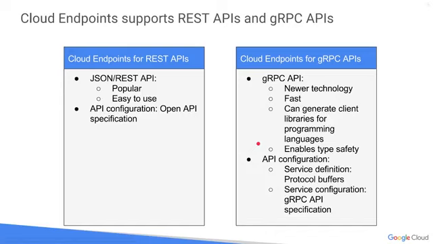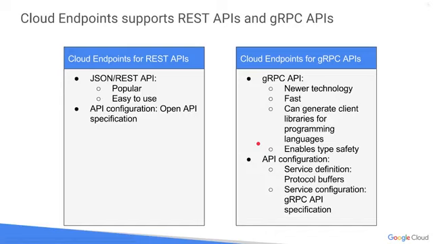gRPC is a newer, faster technology. You can generate client libraries for various programming languages. Your application can then make type-safe remote server calls as if they were local calls. To enable Cloud Endpoints for gRPC APIs, create your service definition by using protocol buffers, and then create a service configuration by using the gRPC API.